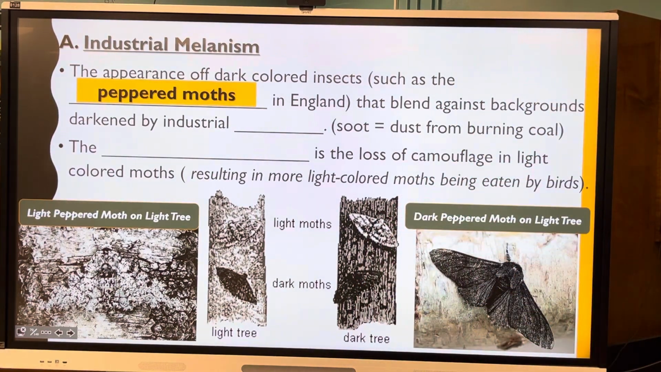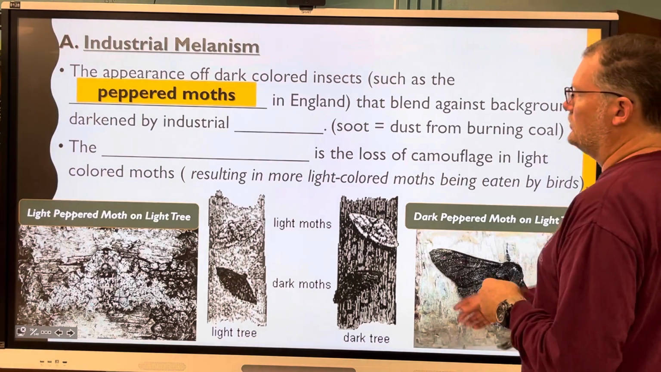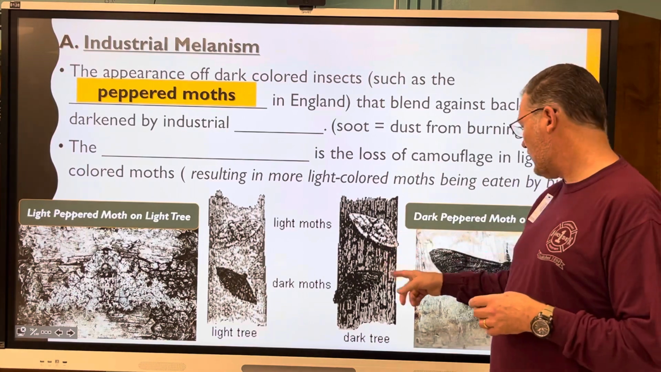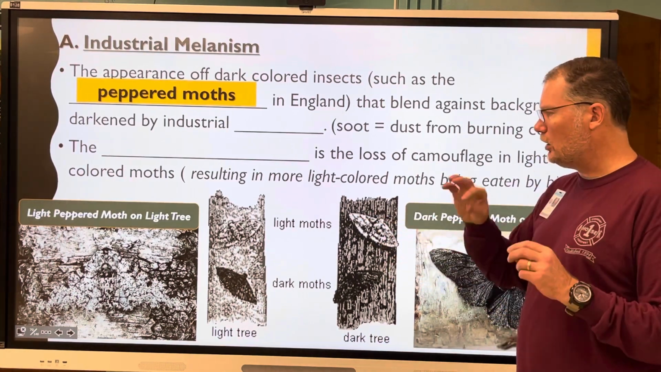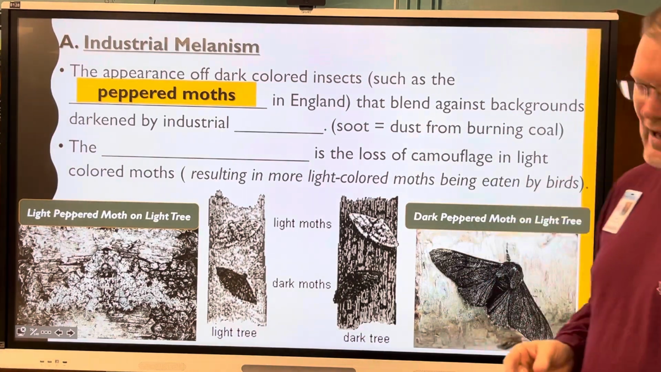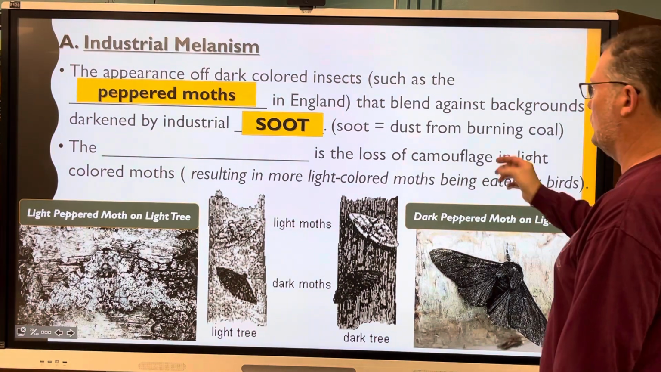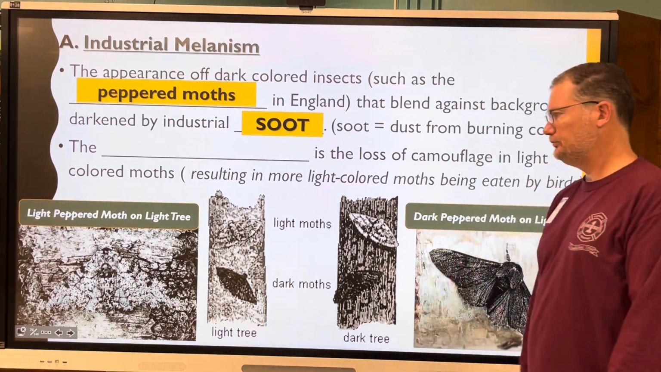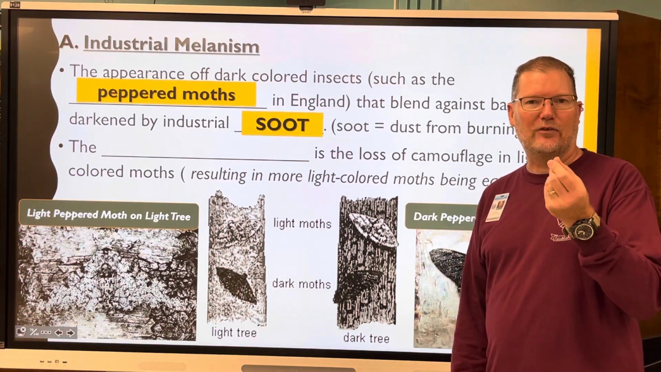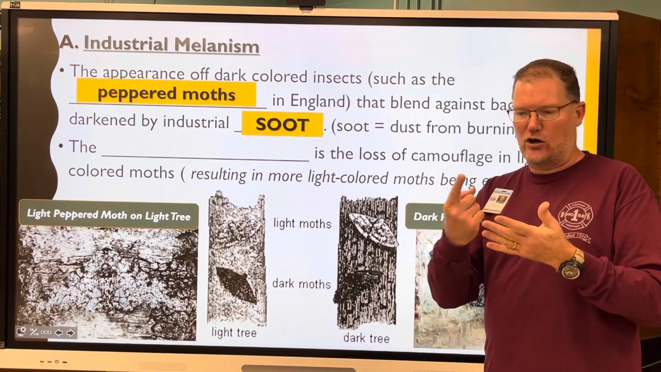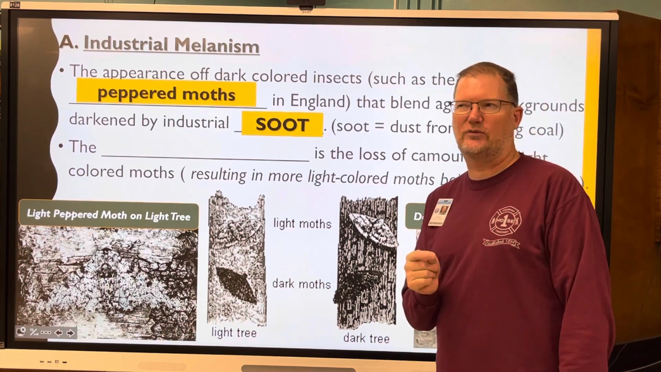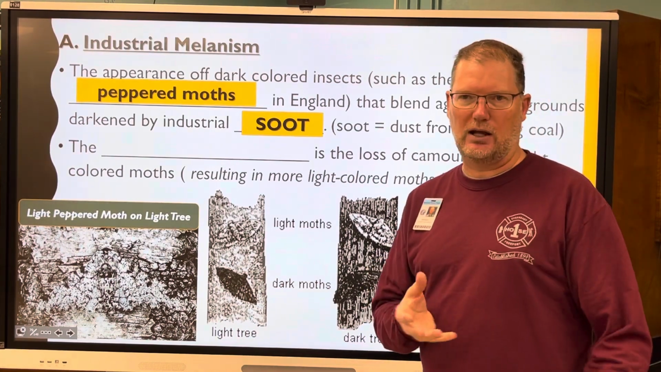Okay, so the appearance of dark colored insects, and we're going to refer to them as peppered moths because they look like they have pepper sprinkled on them, okay? In England, that blend against backgrounds darkened by industrial soot. And soot is that dust we talked about from burning coal. It looks like pencil graphite. When you rub it and you get it on your finger, that's what soot looks like. It's almost exactly looking like that. Pencil graphite's a little shinier because it's carbon and clay mixed together.